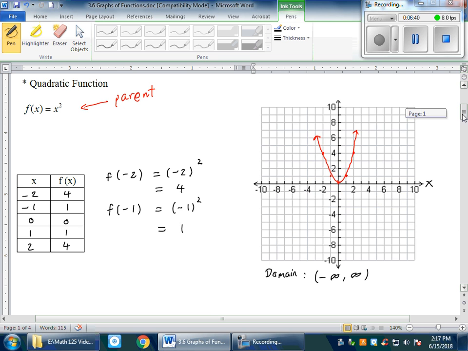And the range, what about the range? The range is talking about all the y values, right? So in this case, the graph never goes below the x-axis, meaning there is no negative y value. So the range will start from 0 and go to positive infinity, and 0 is inclusive.